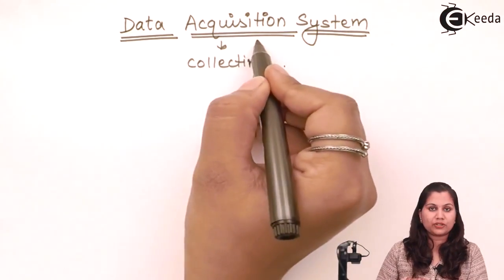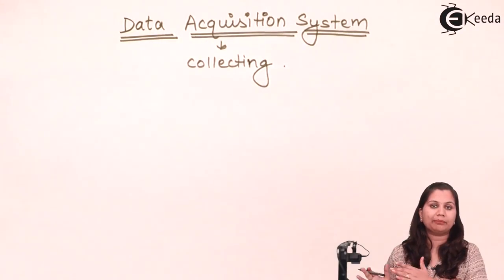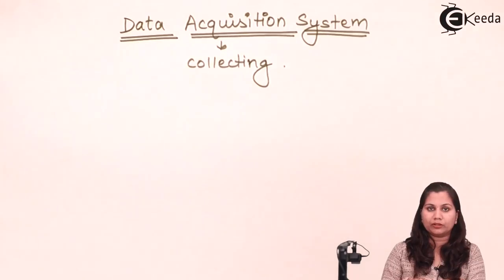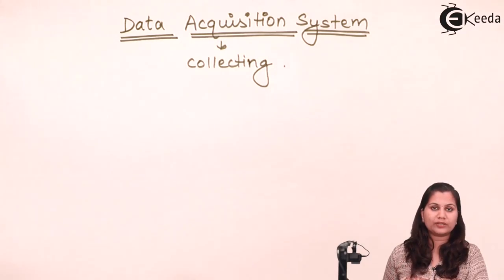So data acquisition means collecting the data from the real world or the physical world and then converting that data into the signals which can be processed by the computer. So data acquisition systems are those systems which collect the data and convert those data into some signals, do some processing over those signals, and those signals are then processed by the computer for the use of the engineers. Okay.